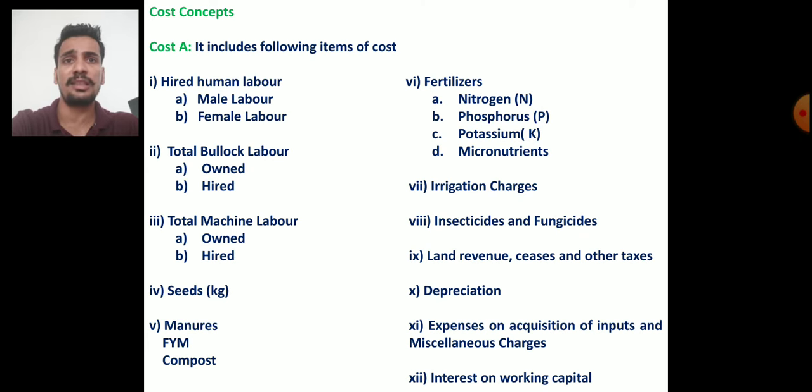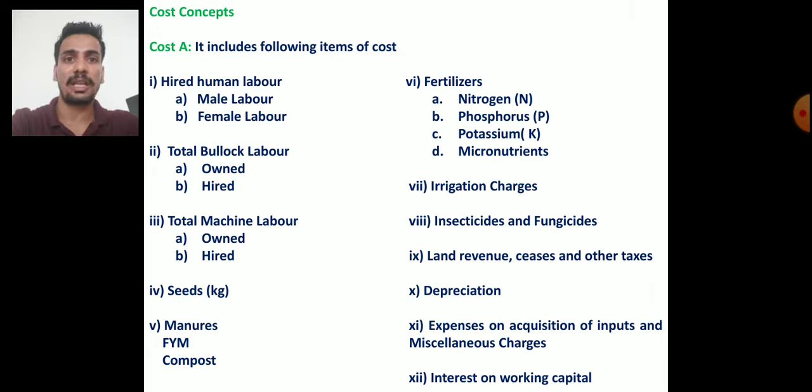Then next is expenses on acquisition of inputs and some miscellaneous charges, meaning the charges which are required to bring the inputs from the market to the farmer's field. It may be acquisition charges or some miscellaneous charges, maybe repairing charges, etc. These are the other charges you have to consider in cost A. And the last but most important item of cost A is interest on working capital. Now how to calculate interest on working capital?